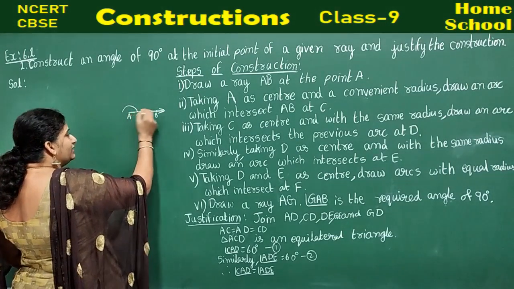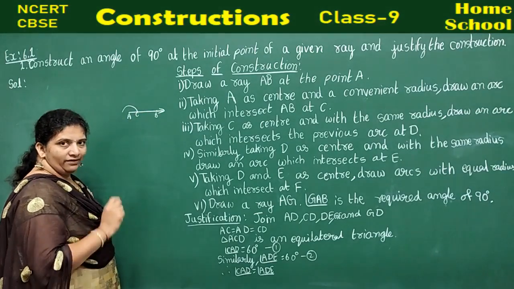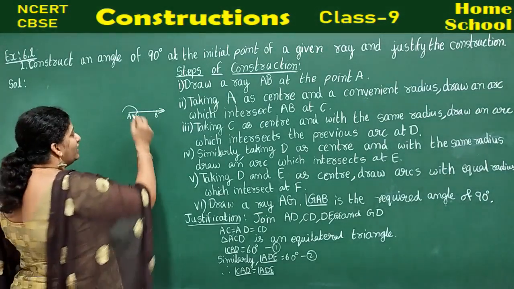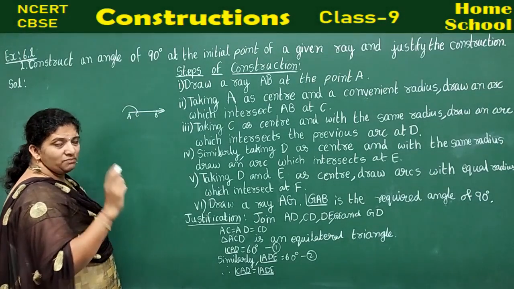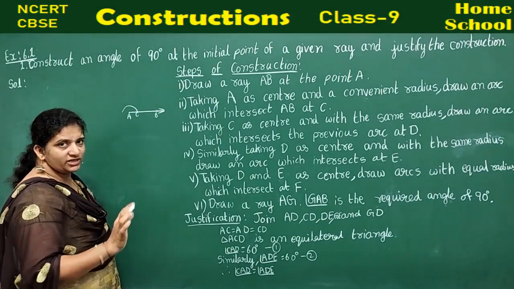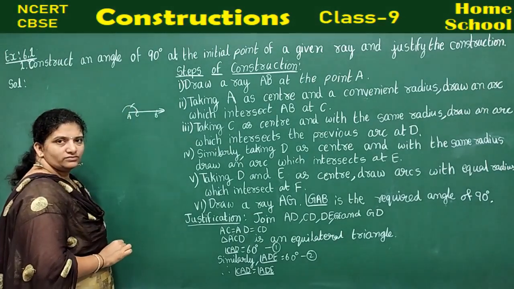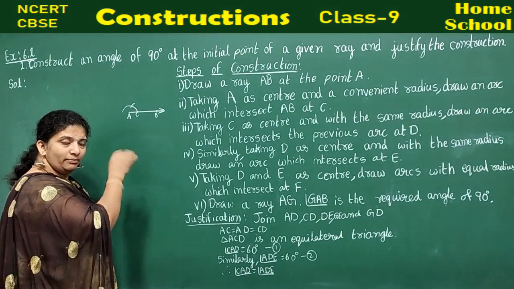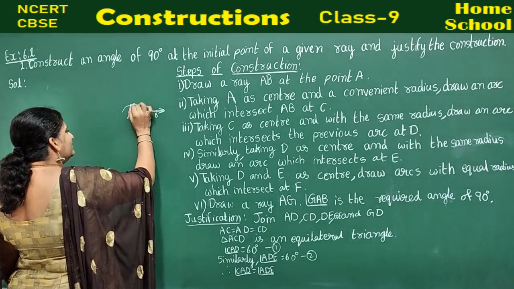If that arc touches the ray at a point C. Now lift your compass and put the compass at point C. With the same radius, don't disturb it, children. With the same radius, draw an arc cutting the before arc. Now mark this point as D.